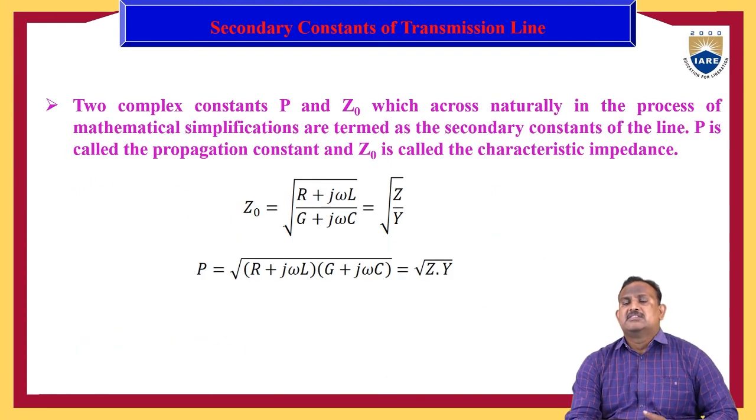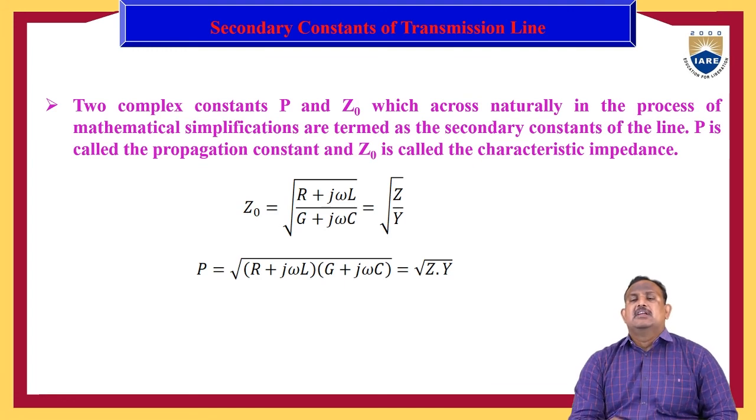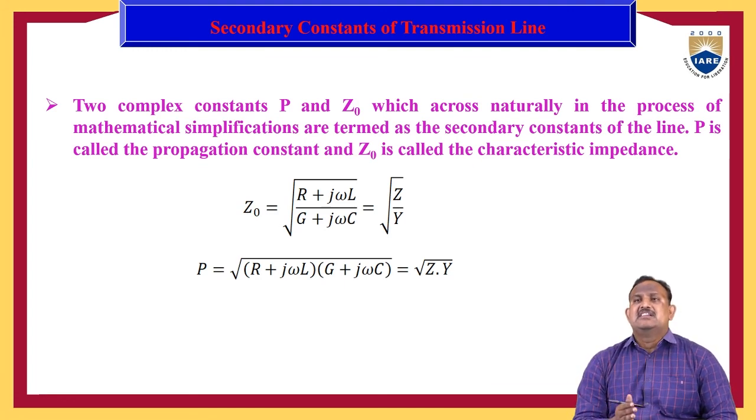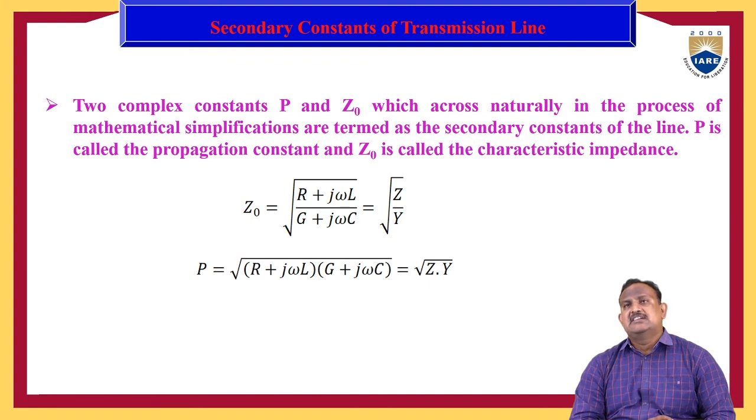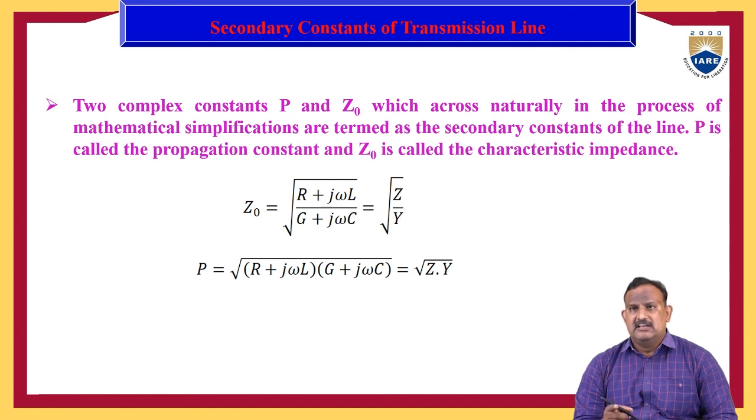Secondary constants of a transmission line. So here P and Z0 are known as the secondary constants of a transmission line, where P is the propagation constant and Z0 is the characteristic impedance. These two are known as the secondary constants of a transmission line. The two complex constants P and Z0, which arise naturally in the process of mathematical simplifications, are termed the secondary constants of a transmission line, where P is called the propagation constant and Z0 is called the characteristic impedance.